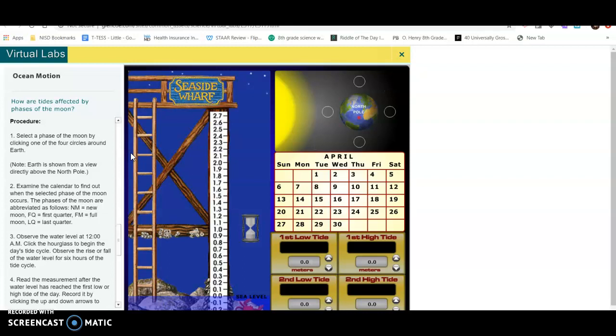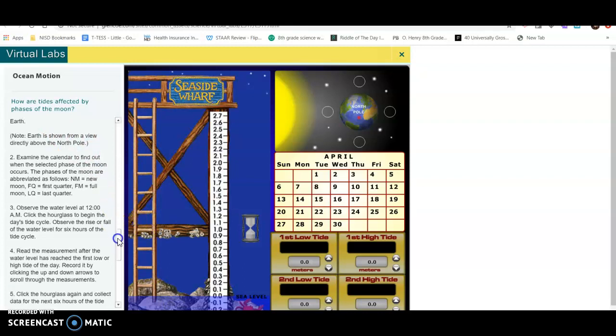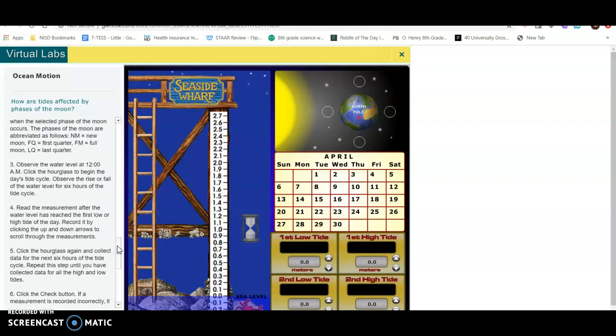Then, read the measurement after the water level has reached the first low or high tide of the day. Record it by clicking on the up and down arrows to scroll through the measurements. Click the hourglass again and collect data for the next 6 hours of the tide cycle. Repeat this step until you have collected data for all the high and low tides.